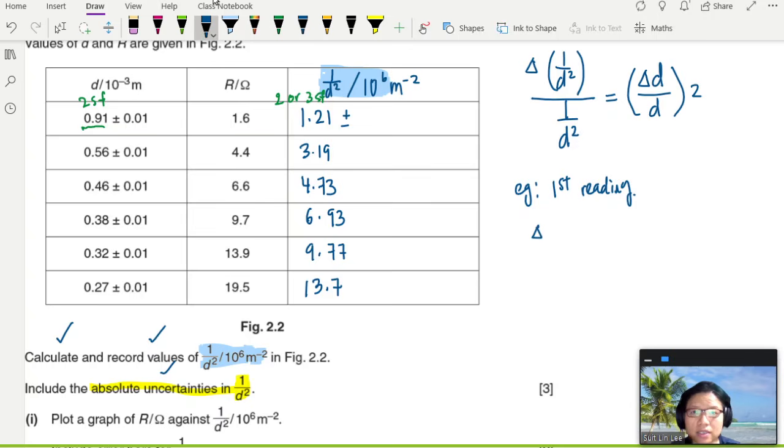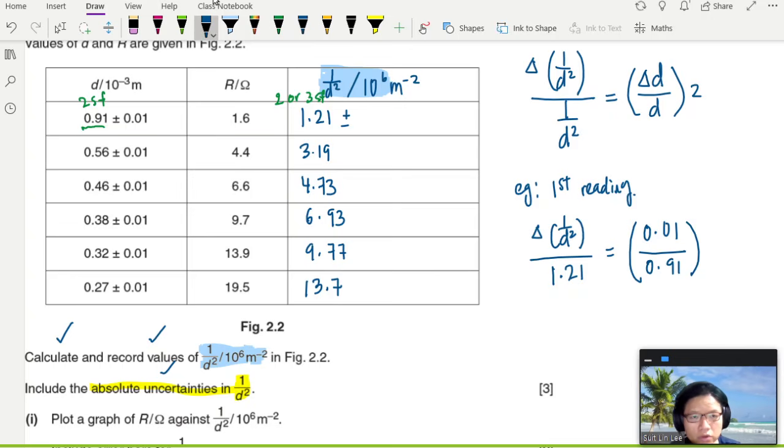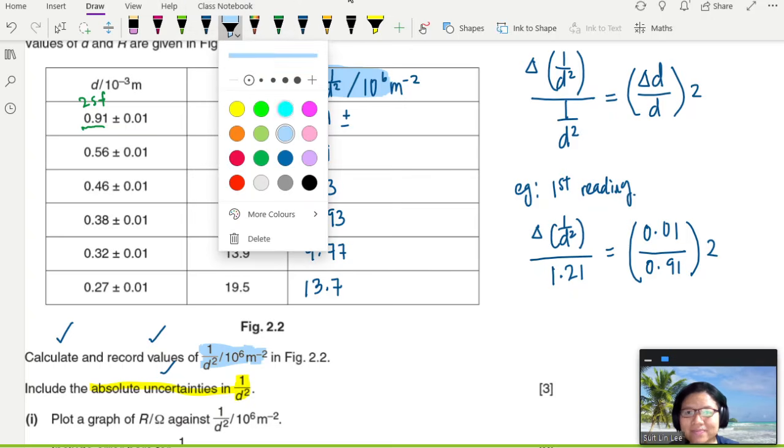So you are looking for the uncertainty of this thing, 1 over d square. What is our actual d? 1 over d square is 1.21. This will be equal to the actual uncertainty in d, which is 0.01 here, divided by the reading of d, which is here. I will highlight later to show you if it's a bit all over the place. Don't forget to times 2. When we transplant the values, this is what we are moving around.